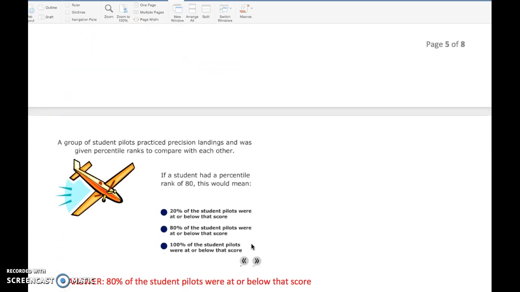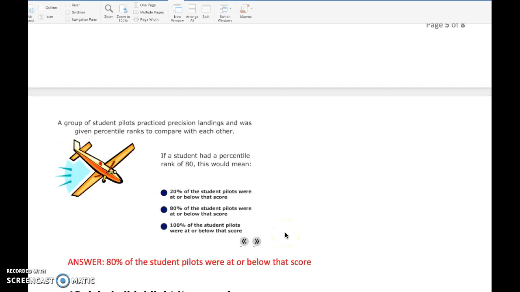A group of student pilots practiced precision landings and was given percentile ranks to compare with each other. If a student had percentile rank of 80, this would mean 80% of the student pilots were at or below that score. So you see percentile ranks with things like SAT and ACT scores. It basically is a statistic that lets you compare your performance versus others' performance, how many people are at that place.